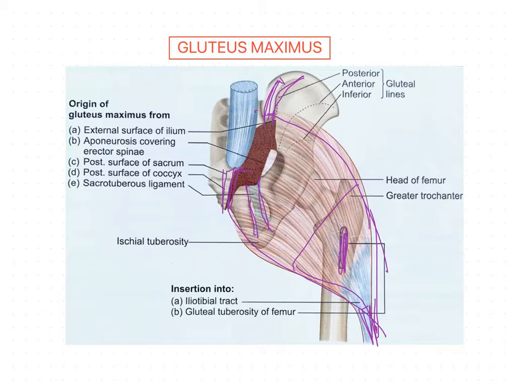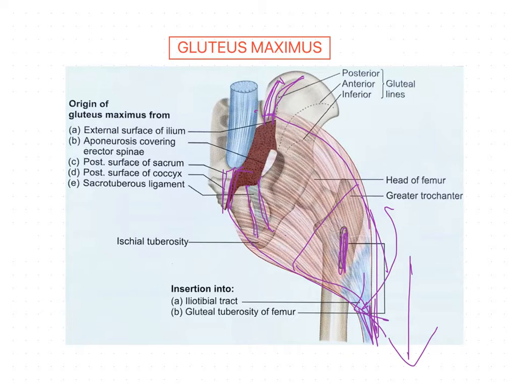If you see the action, it is the chief extensor of the hip joint and it helps in the lateral rotation of the thigh. And it steadies the tibia on the lower end of the femur to maintain the erect posture while standing. So these are the actions of the gluteus maximus muscle. What is the main action? It is the chief extensor of the hip joint. It helps in the lateral rotation of the thigh.